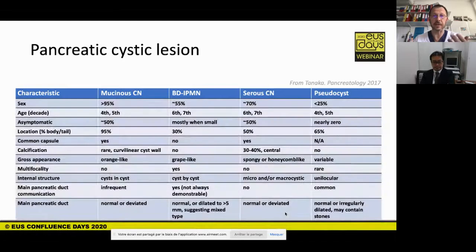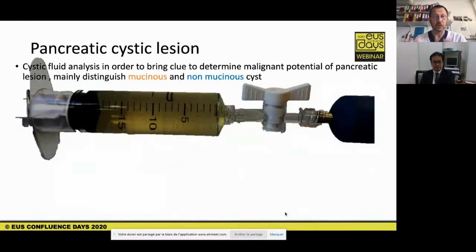And we know that the EUS characteristics of these lesions are quite well available and easy to use. However, there is still a large overlap, and most of the lesions, particularly the simple lesions, wouldn't be easy to delineate among these different differential diagnoses, except maybe for the IPMN, which is most of the time a quite classical appearance, like a grape-like shaped lesion. However, for these cystic lesions, cyst puncture is obviously a good means to try to bring some clue to distinguish between mucinous and non-mucinous cysts.